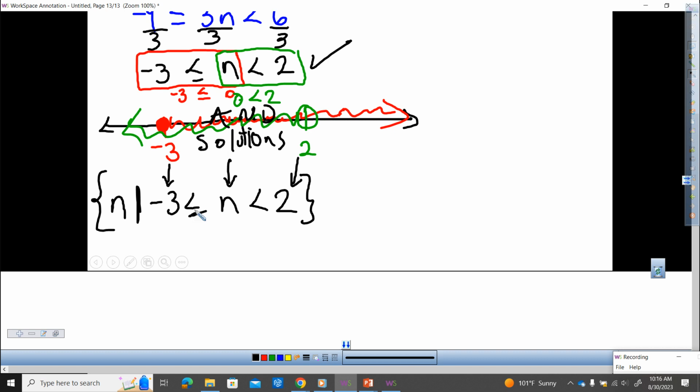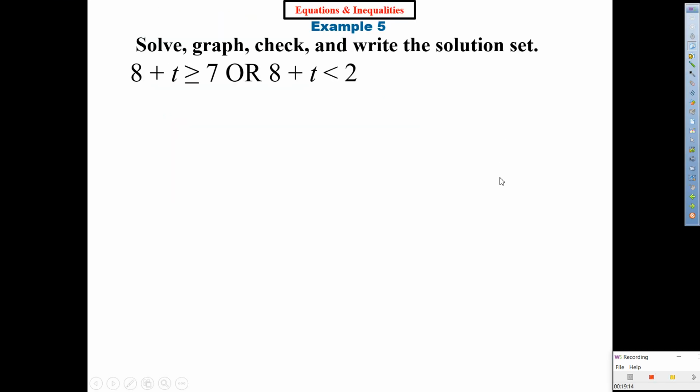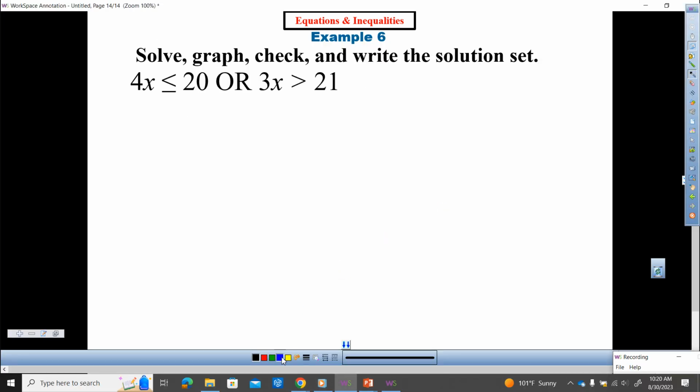From 1 to 5, how comfortable are you with this? 4 or 5, okay. Let's go to the one we did yesterday at the end. Let me go, copy this one. Example 6. It reads, 4x less than or equal to 20 or 3x greater than 21. You're like, I see it, Mr. Q. So let me get you started.